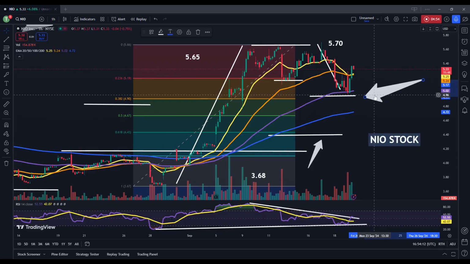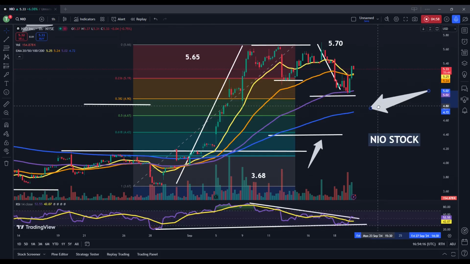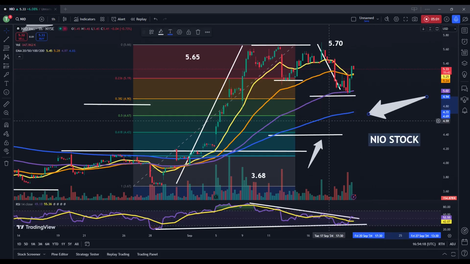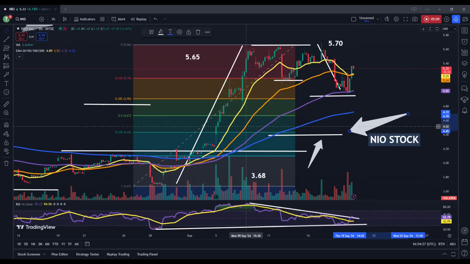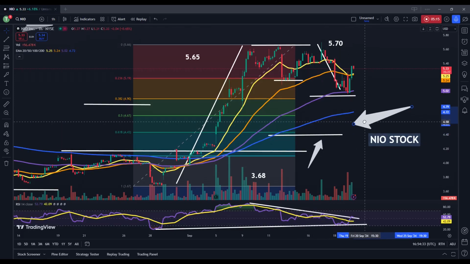But if we do see a break below here, that would be a bit more of a cause for concern, because I think at the very least, what you'd be looking at here would be a retest of this 200-hour exponential moving average, which is currently found right around 470. And then if you see a break below there, the next level to be watching would be this 61.8% Fibonacci retracement zone, which comes in just above $4.40 per share.